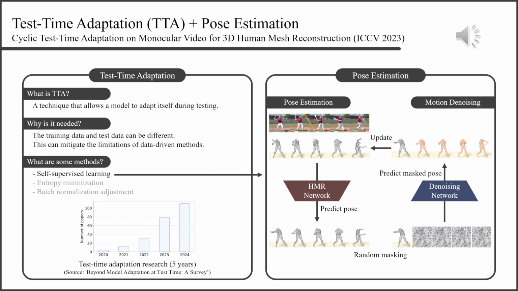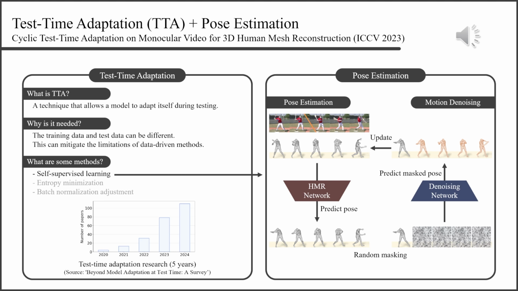Test time adaptation is a technique that allows a model to adapt itself during testing. The necessity of these techniques arises because the training data and the test data can be different, and this can mitigate the limitations of data-driven methods. There are several approaches to implementing test time adaptation, such as self-supervised learning, entropy minimization, and batch normalization adjustment. However, this paper specifically employs self-supervised learning.